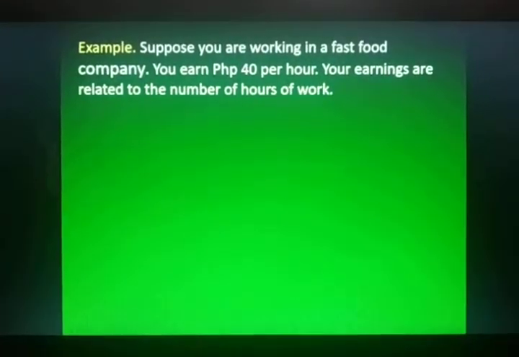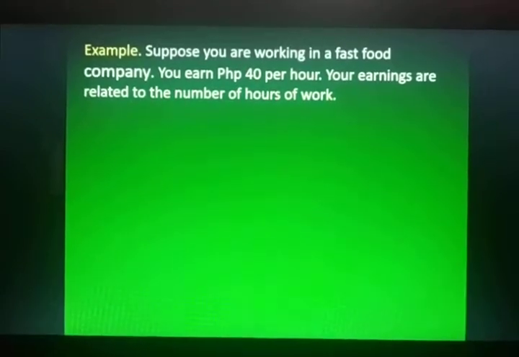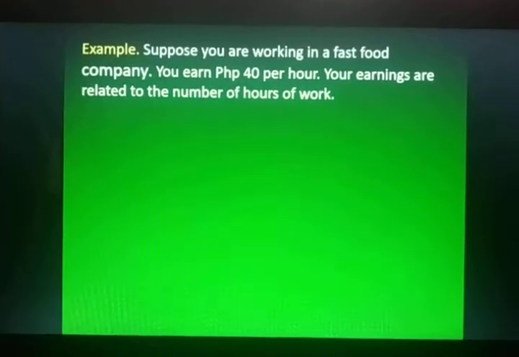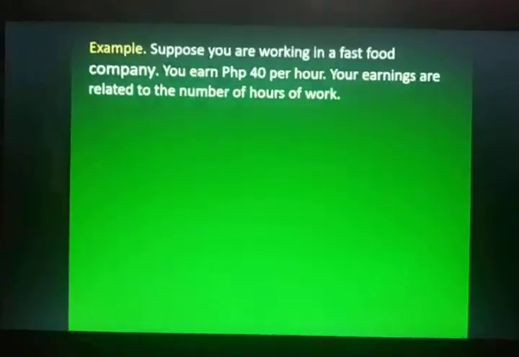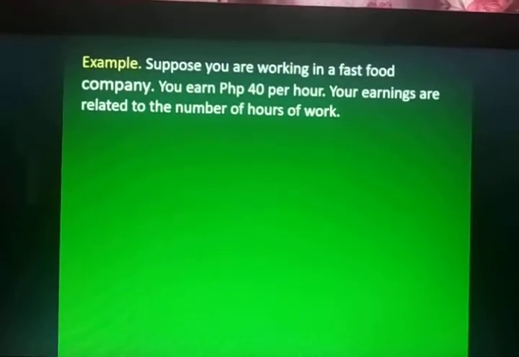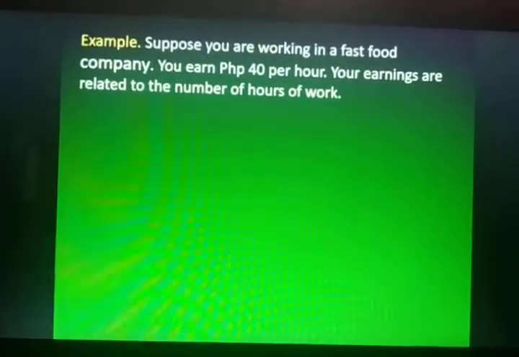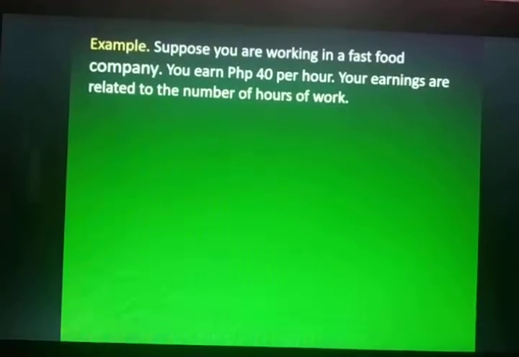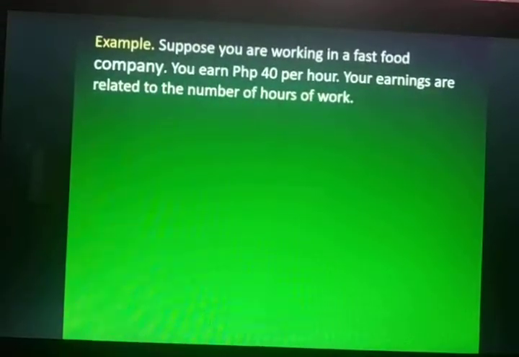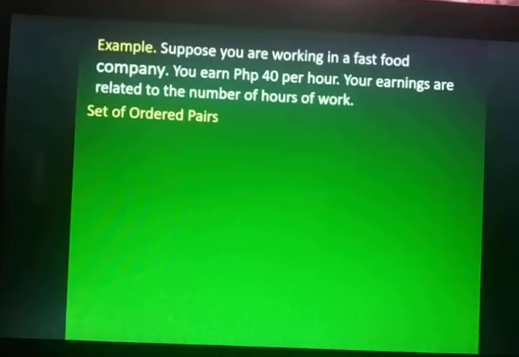Suppose you are working in a fast food company. You earn 40 pesos per hour. Your earnings are related to the number of hours of work. So you work, for example, in Jollibee or McDonald's. For every hour, you get 40 pesos. And that's your earnings. Okay, so let us know the relationship of your earnings to the number of hours of your work.